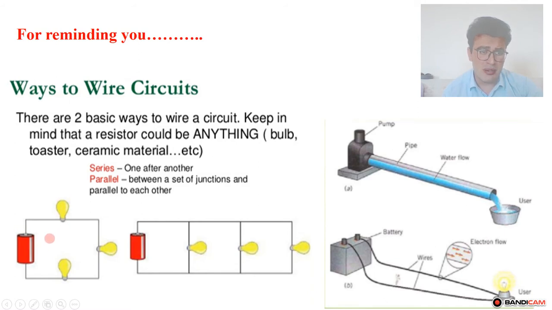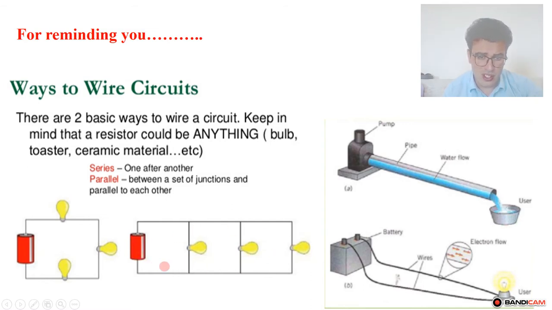What does it mean in series? It means they are making one single path for the current to flow inside of the circuit. But the parallel is different. In the parallel, between each two components, we have a junction, dear student. One junction here, another here, another here. It means they are making different paths for the current to follow inside of the circuit.